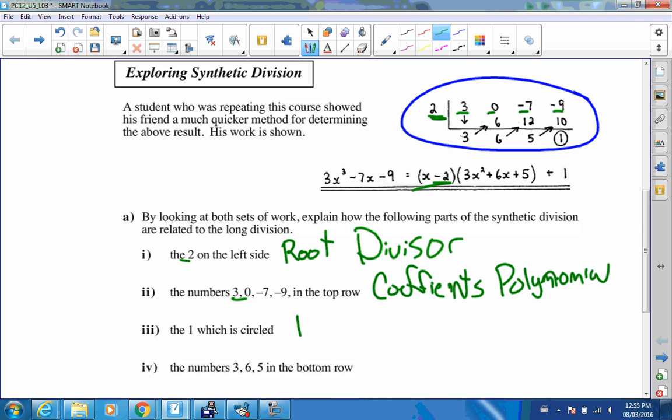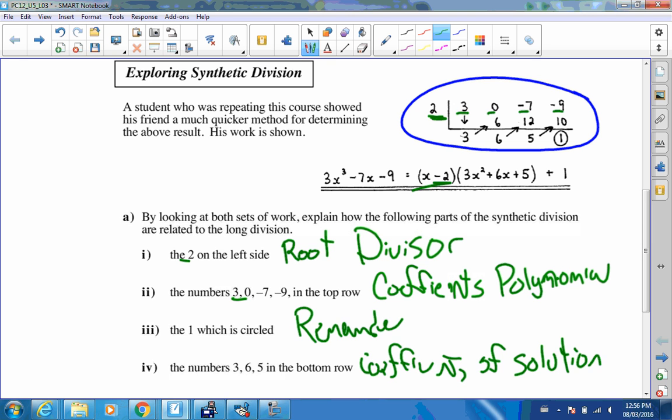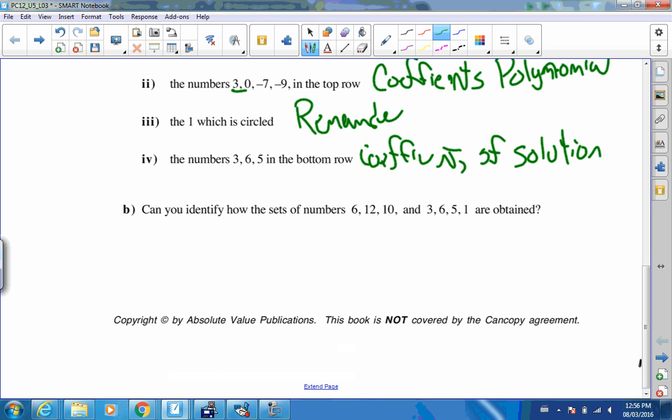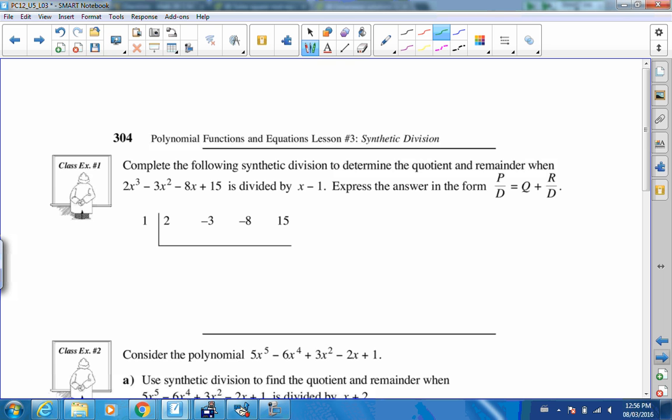The 1 is the remainder, and these are the coefficients in the bottom row of the solution. Cool, we just discovered it. Now, instead of trying to figure it out, we're just going to jump straight in.